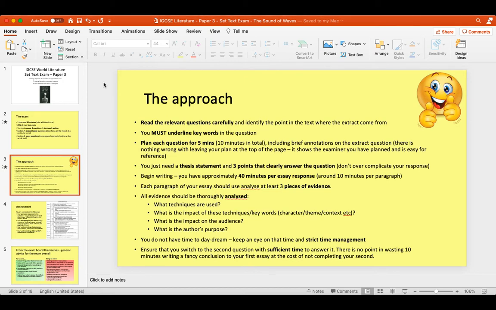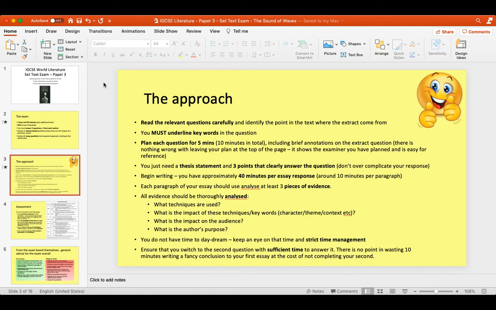Now, you don't need to do a lengthy introduction. A few sentences that just answer the question and respond to it clearly are absolutely sufficient. The exam board said that they don't want overly long introductions, and they don't want generalized introductions. They just want a very clear answer to the question in your own words.